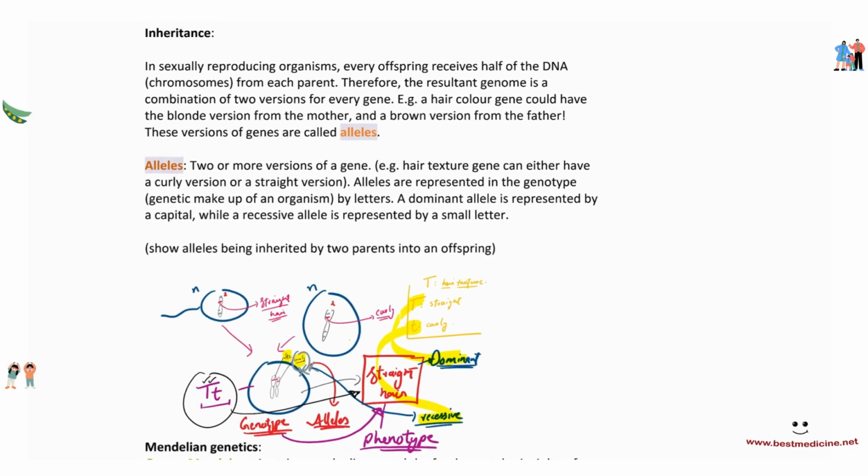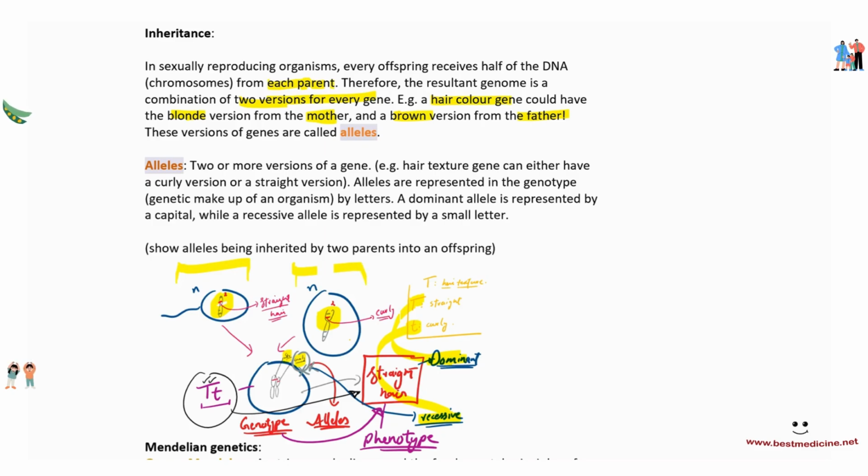So inheritance. In sexually reproducing organisms, every offspring receives half of the DNA from each parent, right? Half chromosomes from this one, half chromosomes from that one. Therefore, the resultant genome is a combination of two versions of every gene. For example, a hair color gene could have the blonde version from the mother and a brown version from the father, right? Just like a hair texture gene could have a straight version from a male parent and a curly version from a female parent.